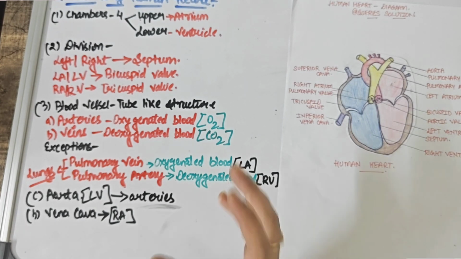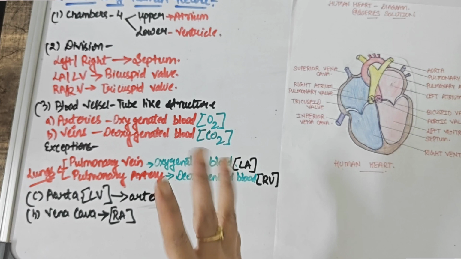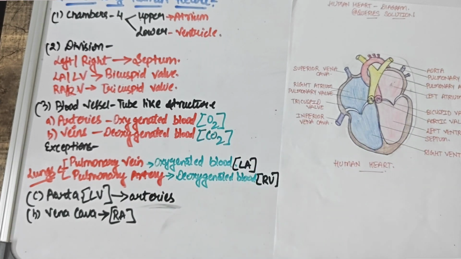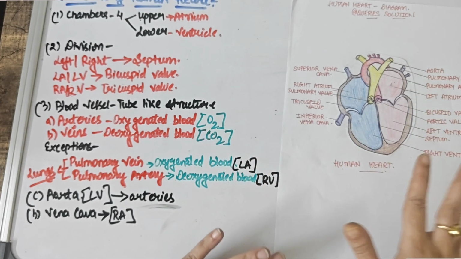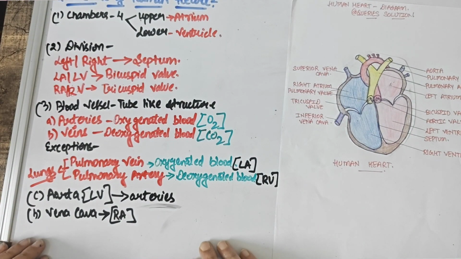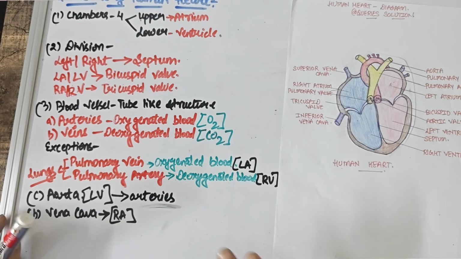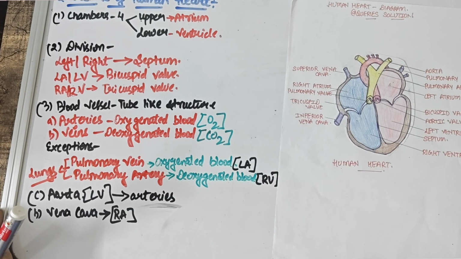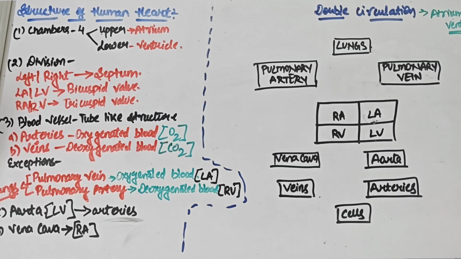So if you are again asked in the exam a 3-mark question or a 5-mark question, explain the structure of the human heart, just draw this well-labeled diagram and explain all these key points that I have written. If you do this, you are going to get your full marks. So now in our next section, we are going to talk about how the blood pumps through the heart. Okay, so let us see that.